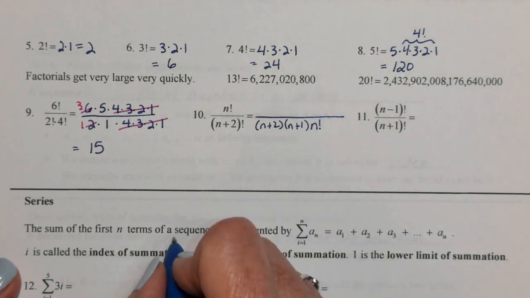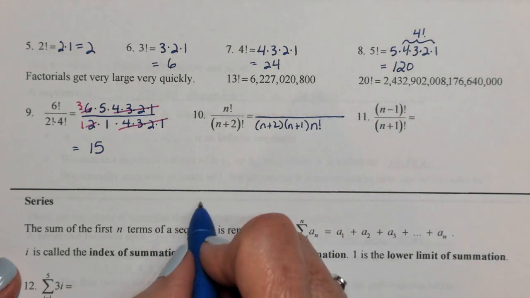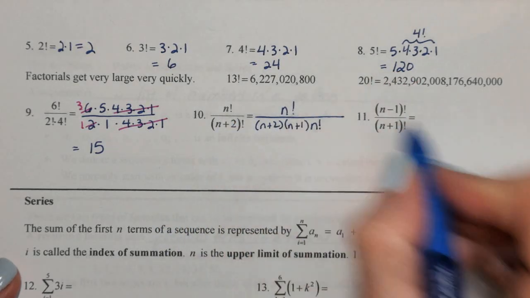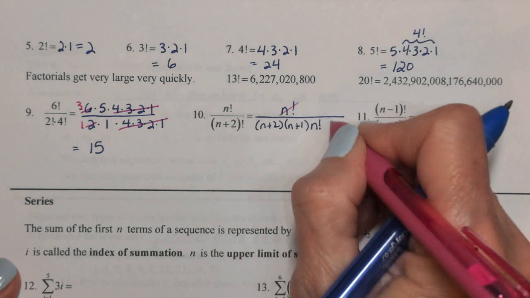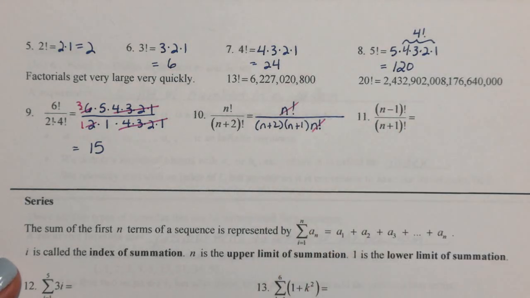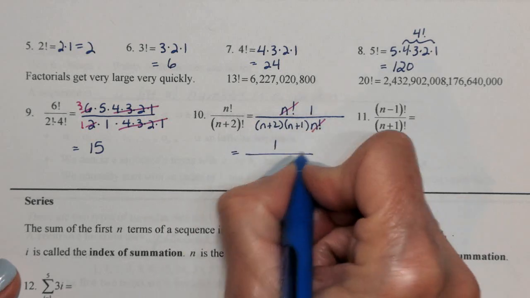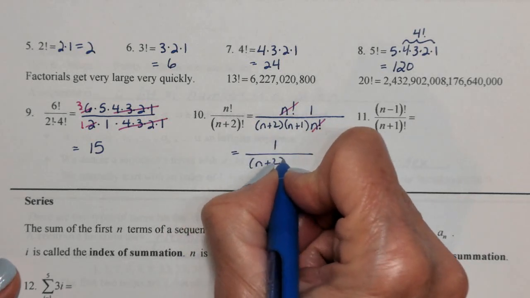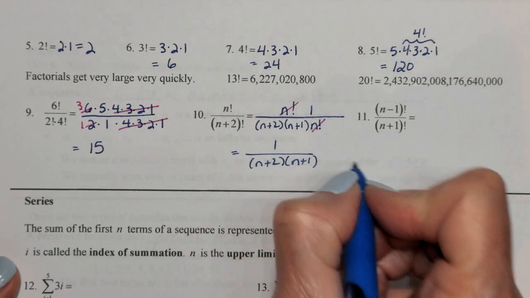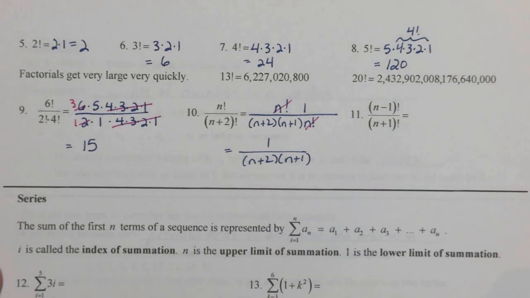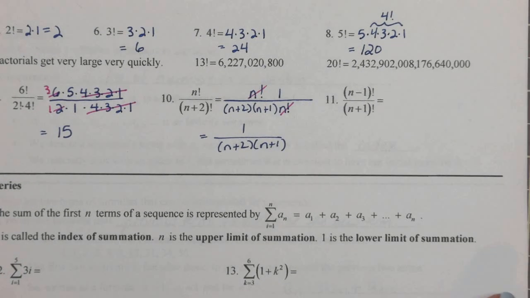That's n factorial. Why am I writing it like that? Because I know what's on top. I have an n factorial on top. So the n factorial on top reduces with that n factorial, leaving a 1 on top, and n plus 2 times n plus 1 on the bottom. So what about number 11 here?